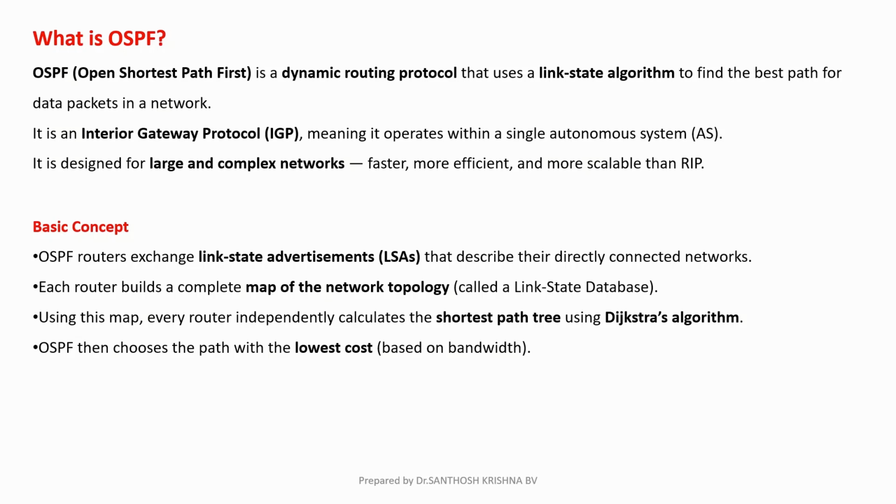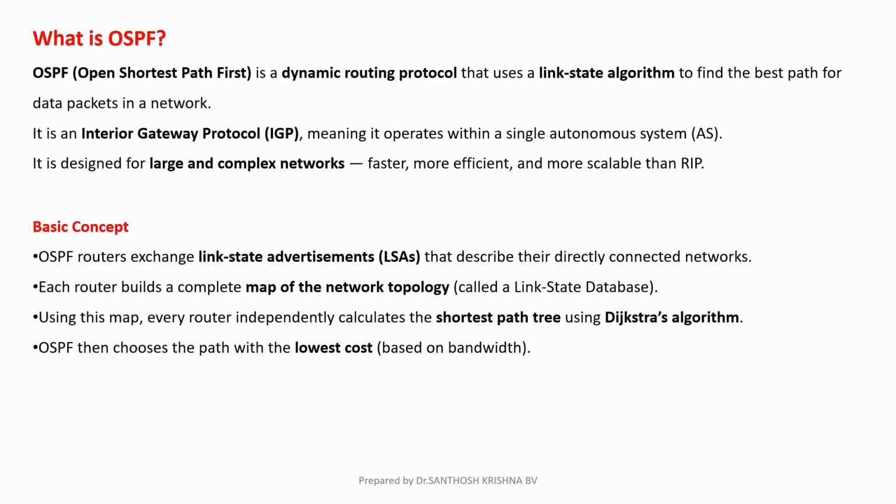them. Each router will build a complete map of the network topology, and this topology we call the link state database. Using this map of the network topology, every router independently will calculate the shortest path. This is done using the algorithm called Dijkstra algorithm. So the Dijkstra algorithm is used to find the shortest path in OSPF.